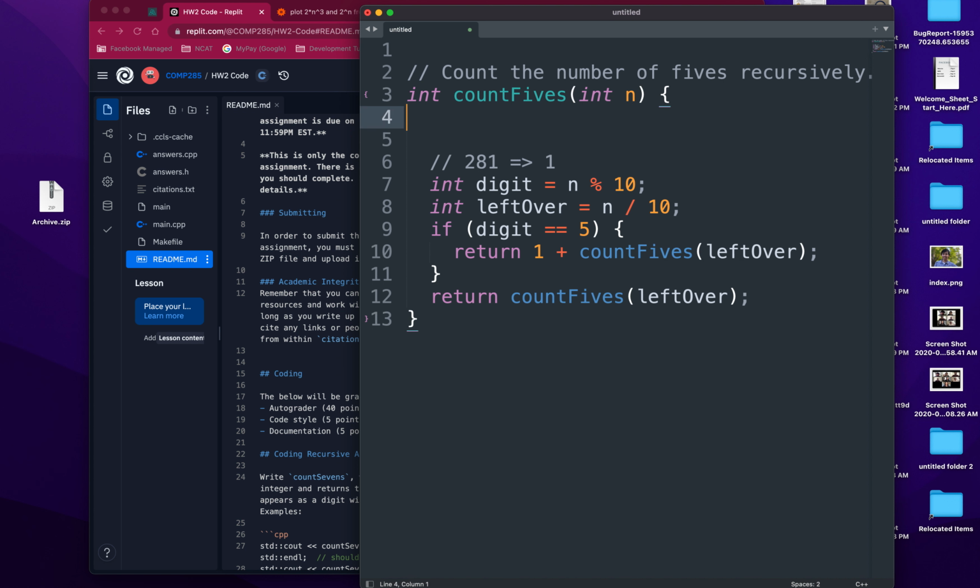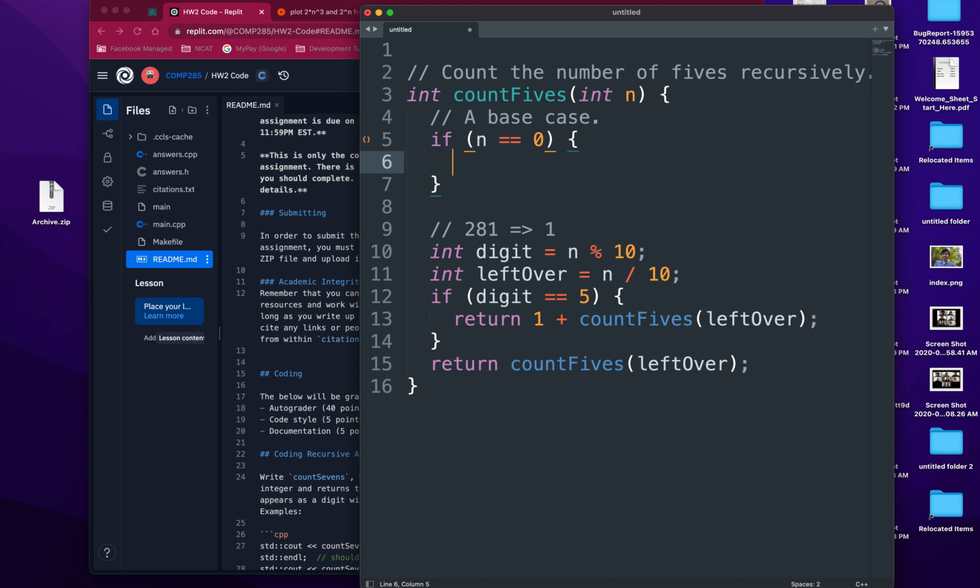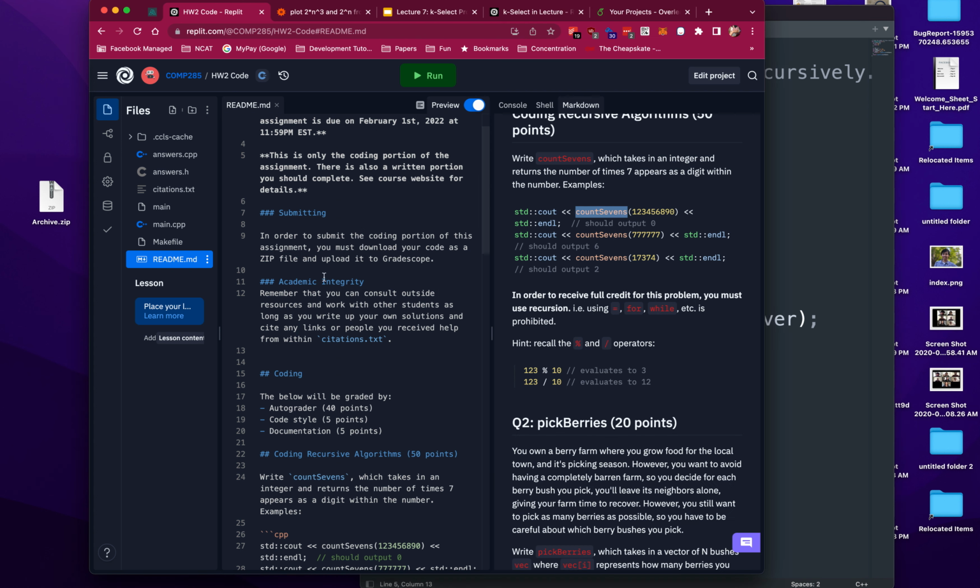Now, one thing to keep in mind is we also need a base case. So the simplest base case here is if n is equal to 0, then there are 0 fives. Now, why is this base case sufficient? Because since you're always dividing by 10, you will always get to n equal to 0. So eventually, your function will end.